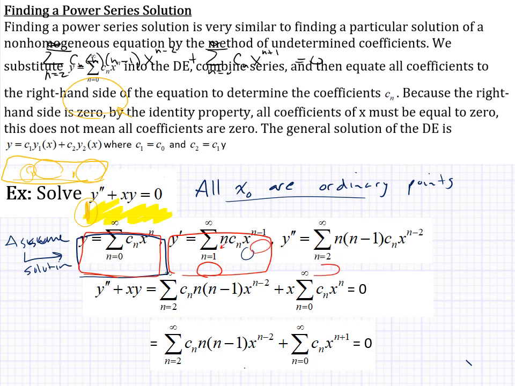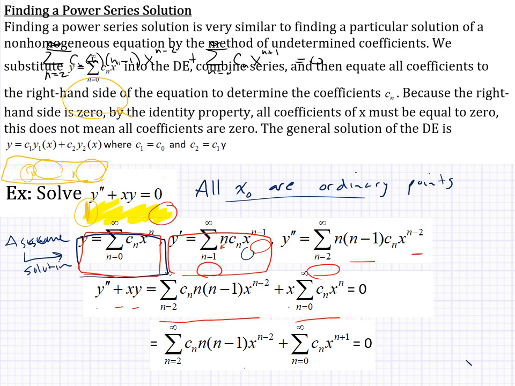Take the derivative again. Index bumps up by 1 again. Power comes out again. New power is 1 less again. We only have to go to the second derivative because it's second order. So y double prime plus xy would turn into the second derivative plus x times the original function. And this should equal 0, right? Because we're talking about homogeneous.